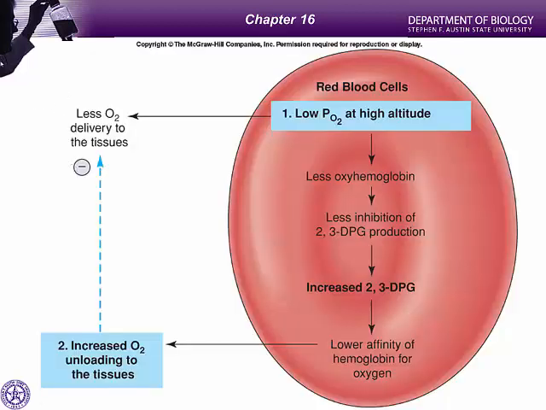So another way we can do this is at altitude. At high altitude, you have less oxygen, you're getting hypoxic. You're going to produce more 2,3-DPG. So you take off the brakes. Normally you've got the brakes on. That's what this means, inhibition. So you increase 2,3-DPG. You lower the affinity of hemoglobin and oxygen, and there's your increase in unloading of oxygen to the tissues.